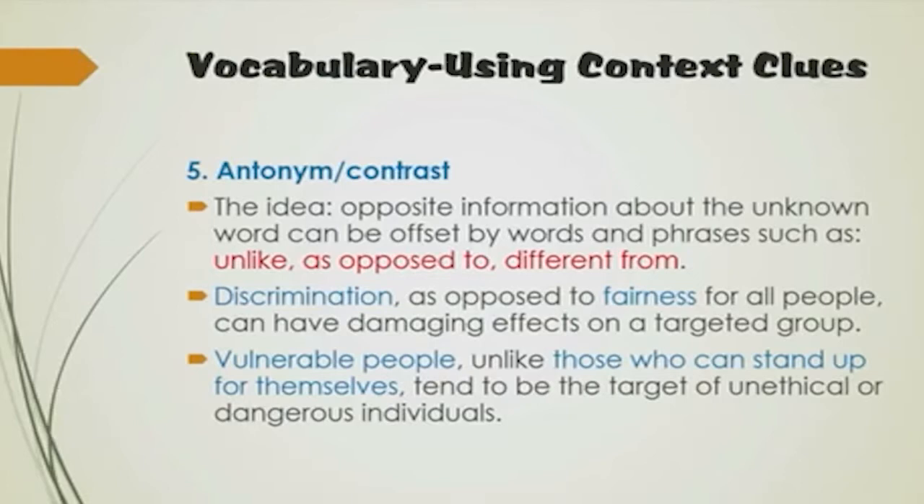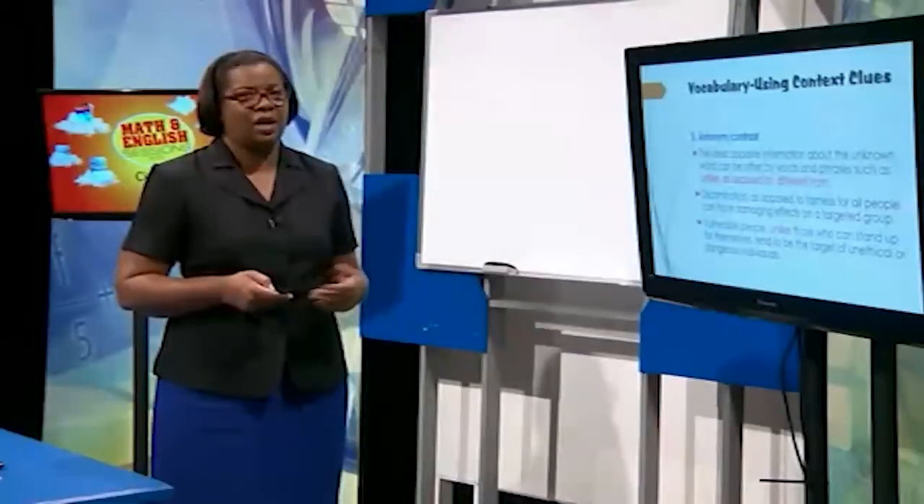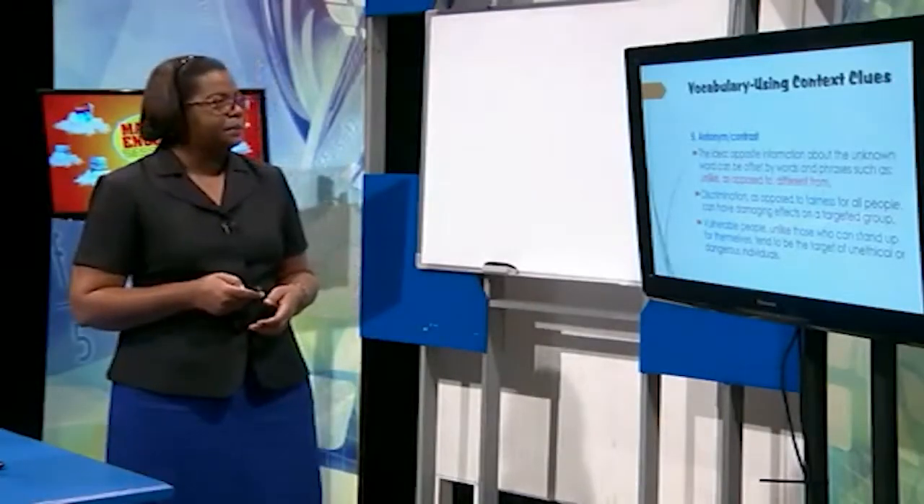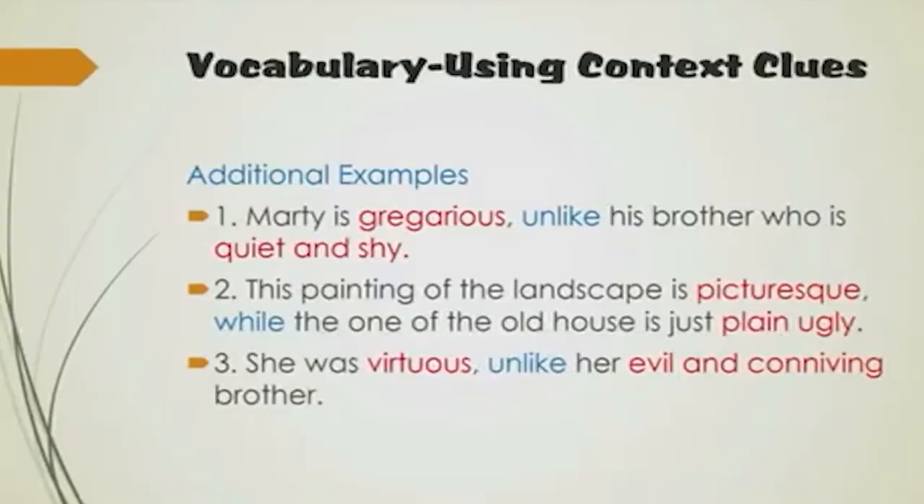Then, vulnerable people, unlike those who can stand up for themselves, tend to be the target of unethical or dangerous individuals. So the opposite of vulnerable people are those who can stand up for themselves. They don't need anybody to defend them, right? Here are some additional examples. Marty is gregarious, unlike his brother, who is quiet and shy.